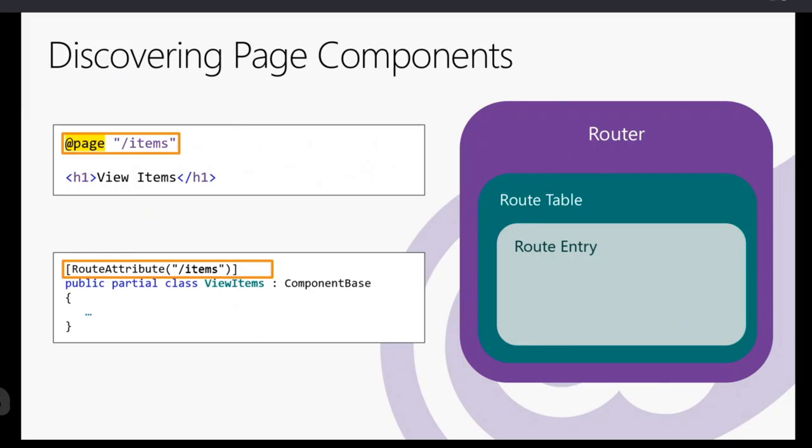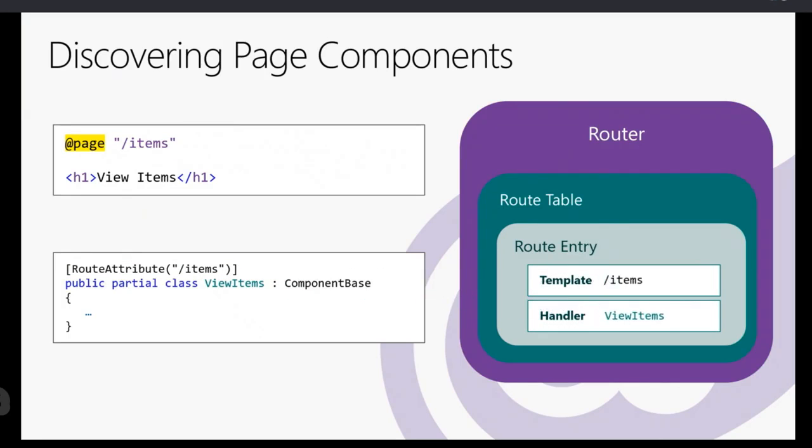And the route table just contains an array of these route entries. So the route entry is made up of two pieces. It's the template that component handles, and then the handler, which is the type of the component. There are a couple of other bits on a route entry, but they're really not relevant for us. We won't worry about those too much, but that's the key pieces of information.